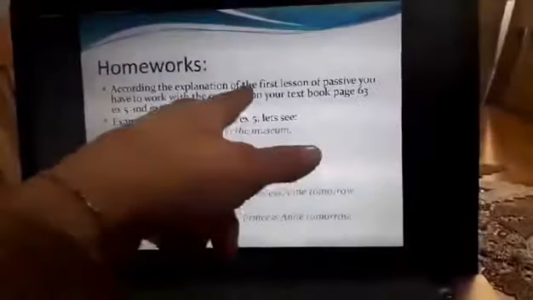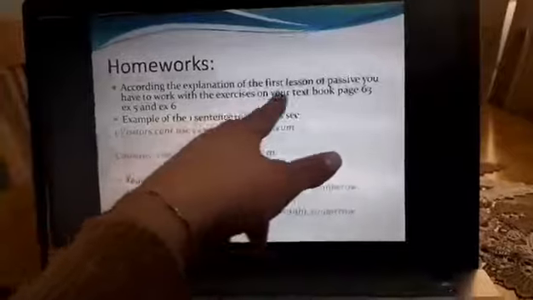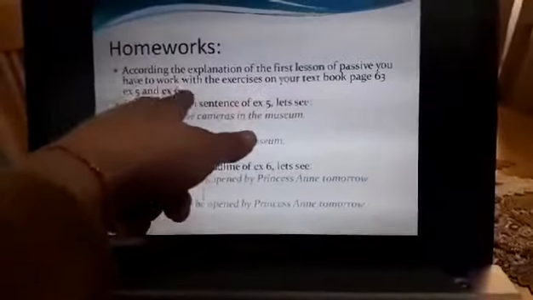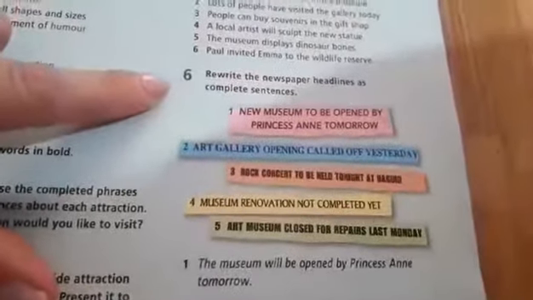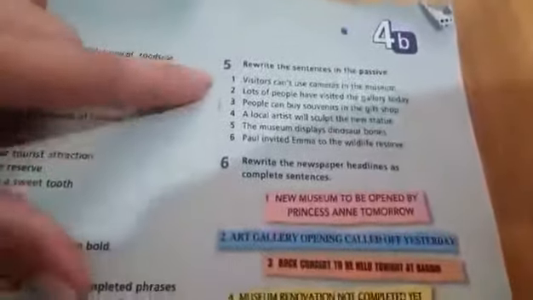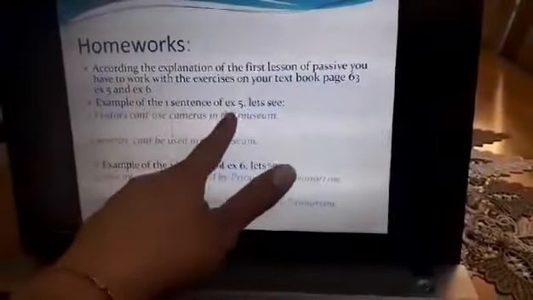According to the explanation of the first lesson of passive, you have to work with exercises in your textbook, page 63, exercise 5 and exercise 6. Let's look at your text. In exercise 5, write the sentence in the passive. And in exercise 6, we write the newspaper headlines as complete sentences. According to these examples, I am writing two sentences. For the first sentence of exercise 5, let's see.